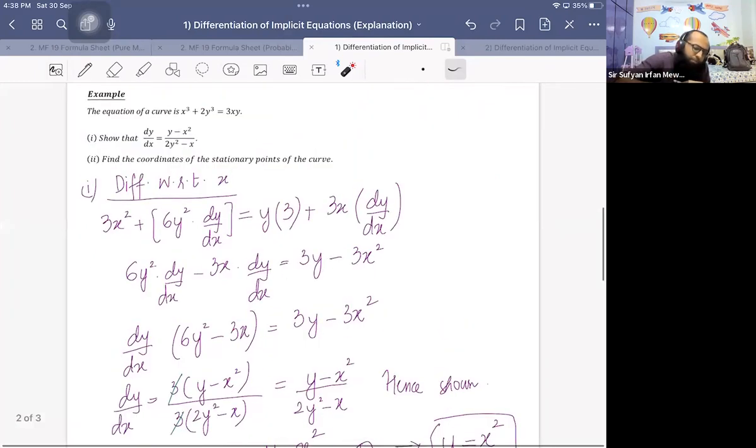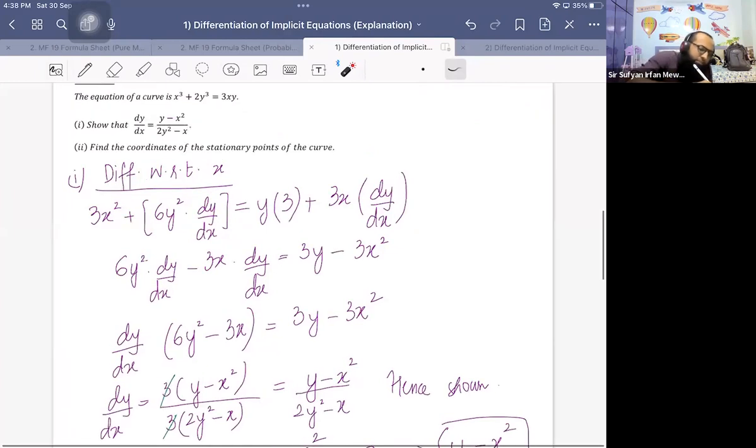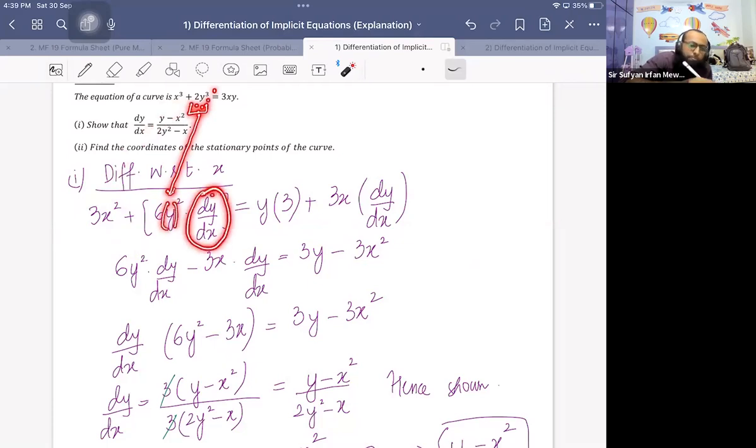Look, this x cube can be differentiated. So we got 3x squared. Then 2y cube cannot be differentiated directly, but it can be dealt with partially because there's a power. So first deal with the power. 2y cube becomes 6y squared. And then when it is time to differentiate y, we got dy by dx. So 3x squared plus 6y squared into dy by dx.